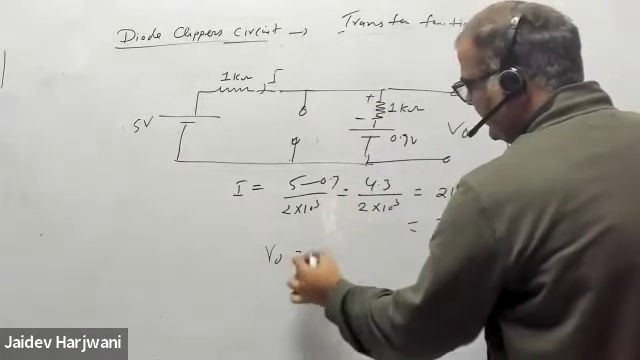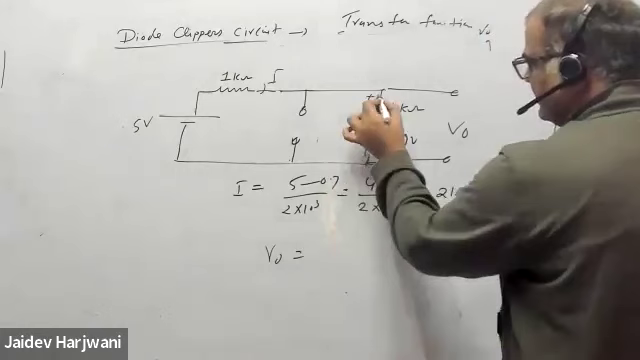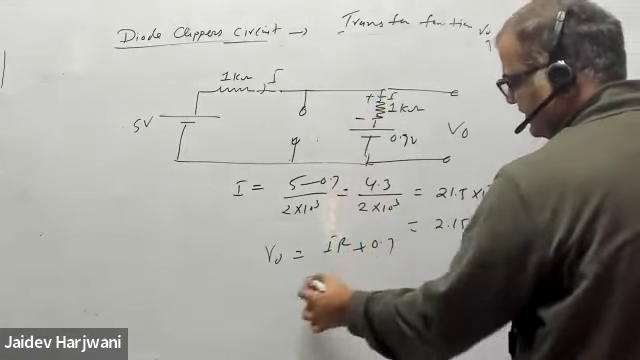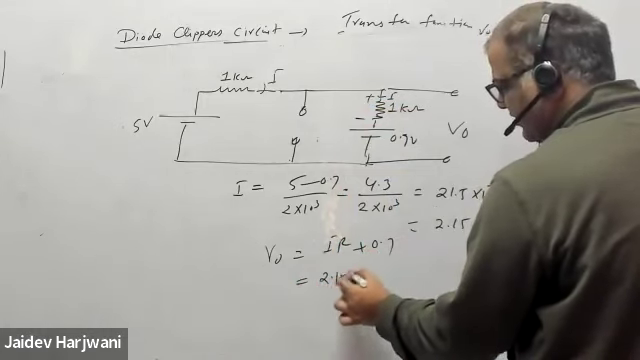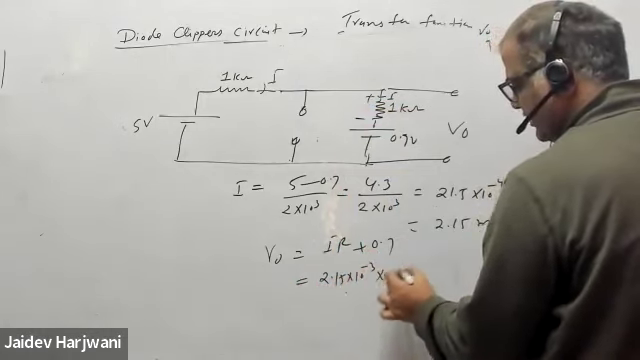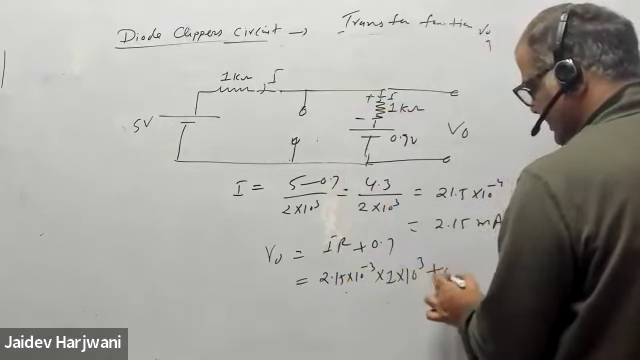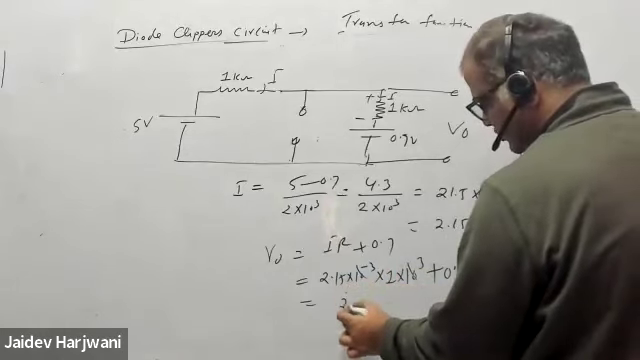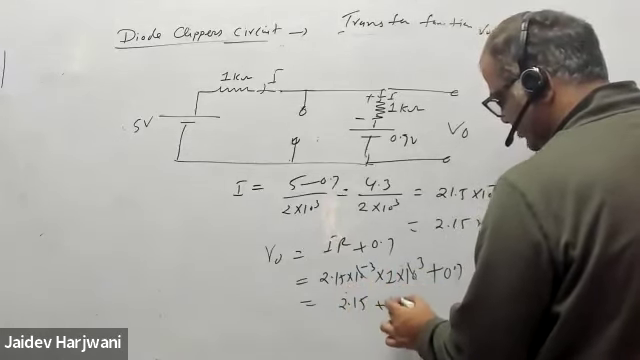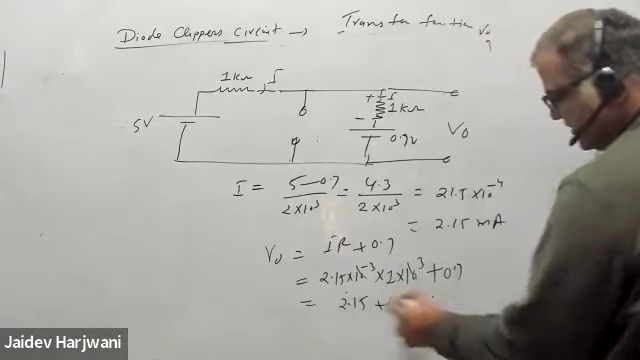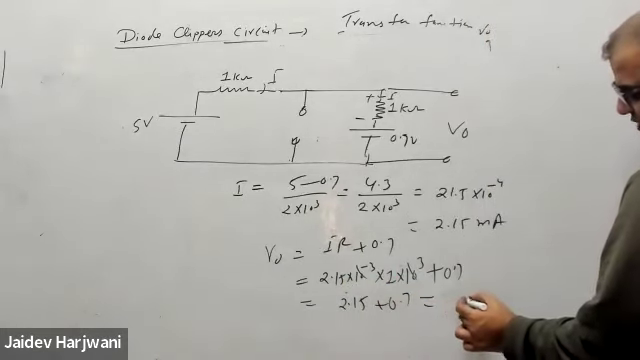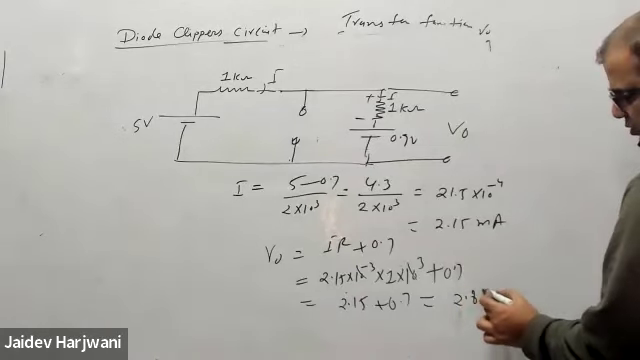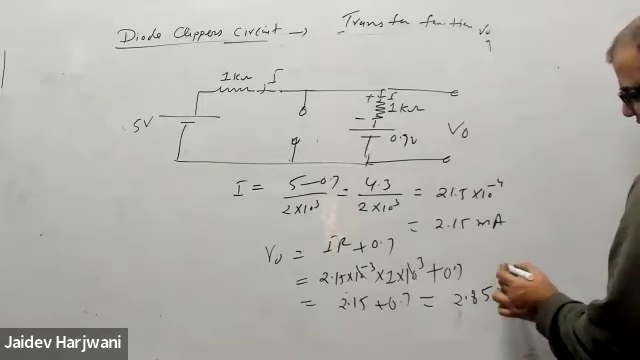So V output will be I into R plus 0.7. I is 2.15 milliampere, this is 1 kilo ohm, plus 0.7. This cancels out, this becomes 2.15 volt plus 0.7 volt. How much does it become? 2.85. And this is the answer.